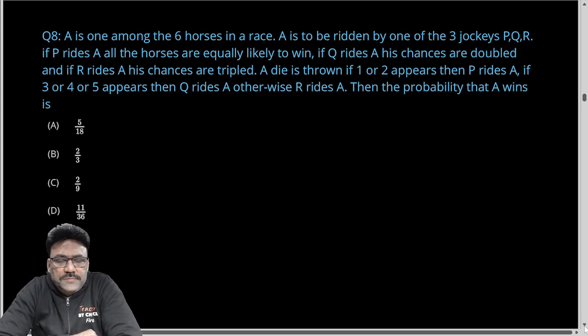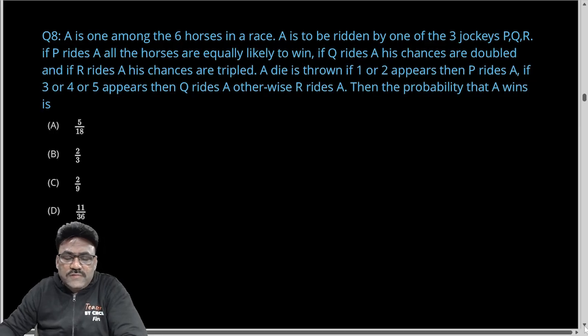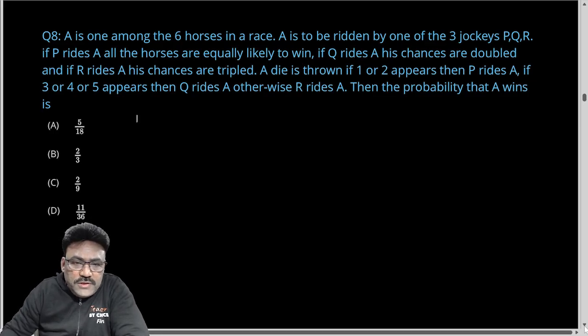Now let's see this question. A is one among the 6 horses in a race. A is to be ridden by one of the 3 jockeys P, Q, R. If P rides A, all the horses are equally likely to win. If Q rides A, his chances are doubled, and if R rides A, his chances are tripled. A die is thrown. If 1 or 2 appears, then P rides A. If 3 or 4 or 5 appears, Q rides A. Otherwise, R rides A. So what is the probability that A wins the race? So you have to find the probability that A wins the race.